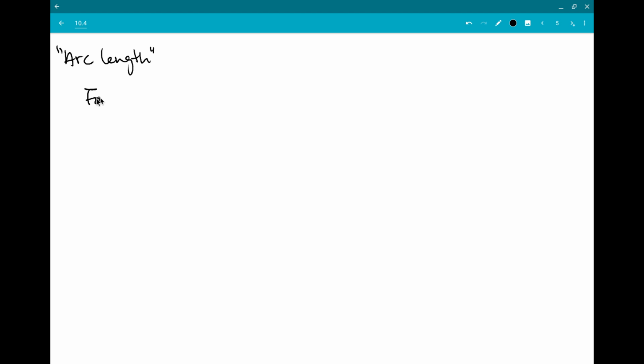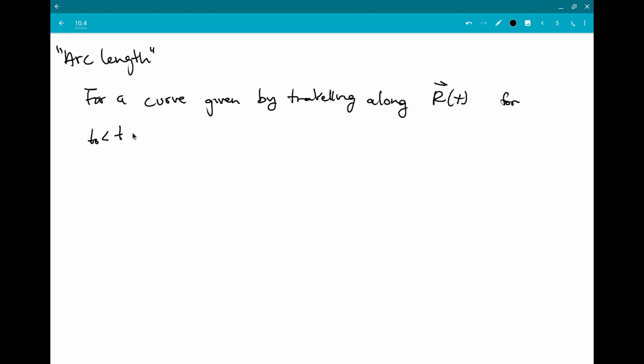So for a curve given by traveling along one of these vector functions r of t for times t0 to t1. We'll go ahead and do it like that. Doesn't really matter. The arc length is given by the integral.